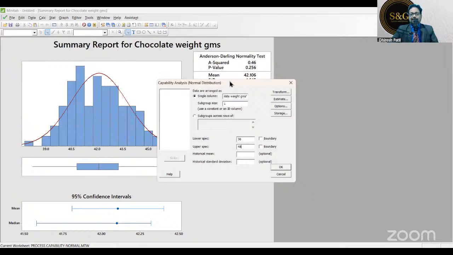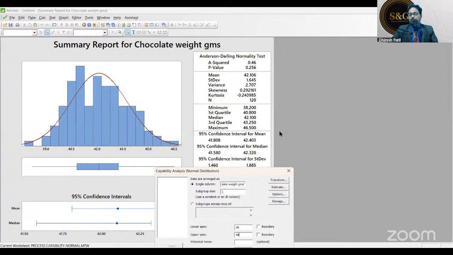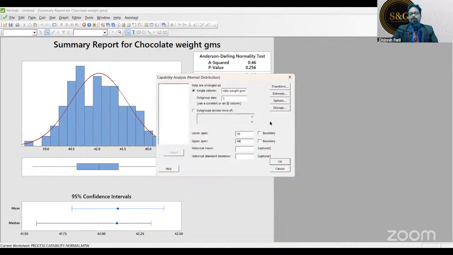That 95% confidence interval you are talking about, I will explain it. First we will do this. Everybody with me: lower specification, upper specification 36 and 48. Just give me yes in the chat box. Just click on OK.